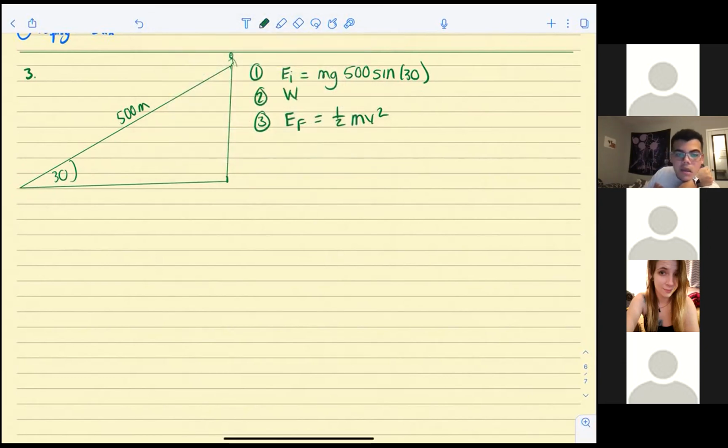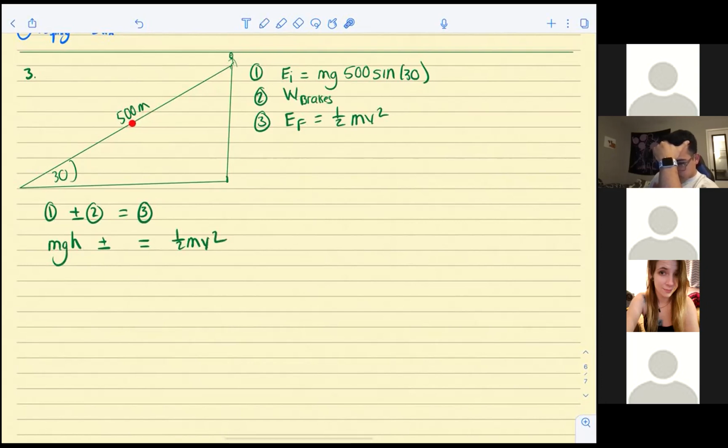Work done by what? The bicycle, the person itself. Brakes. That's how you spell brakes. So 1 plus or minus 2 equals 3, right? That's what we've been doing this whole time. So we've got mg, I'm just going to call it h because it's cleaner to write, plus or minus the work done equals 1/2 mv squared. So your question is, is the work done positive or negative, right? Is that what you said?